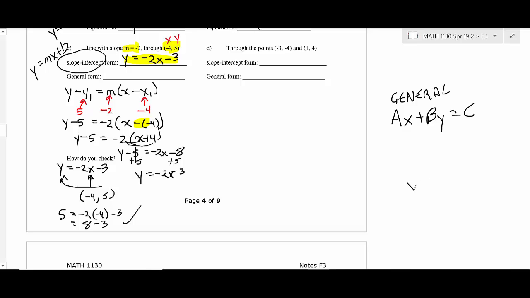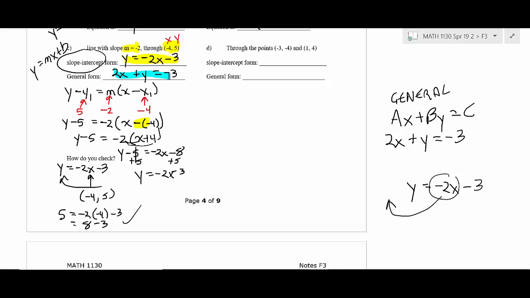So if you've got the equation y equals negative 2x minus 3, then all you really do is just get all the x's and y's on the left side and then leave the number on the other side. So you would have 2x plus y equals negative 3. Okay, so the general form, just have your x's and your y's together. Usually you can just kind of rearrange that y equals mx plus b in your head like that. Okay, everybody solid on what I did? Okay, so if I give you a point and a slope, you want to use the point slope formula.